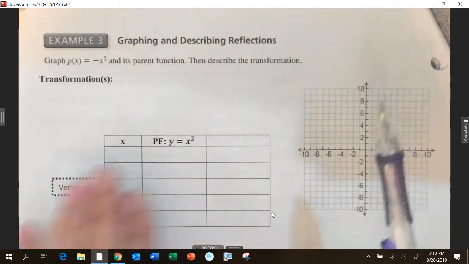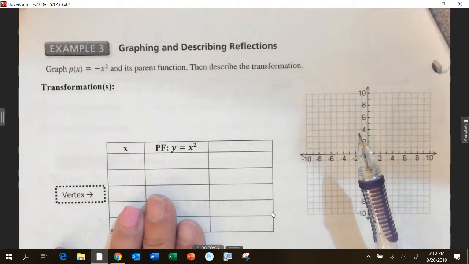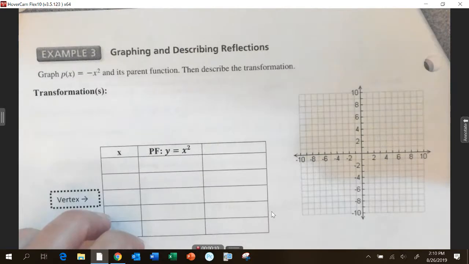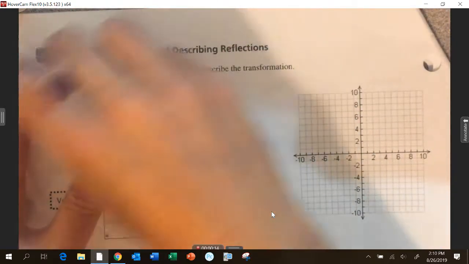So what you're going to do when you are graphing with a table, you're going to do this a bunch of times in every single chapter. This is something we're learning now that you will use in every single chapter. Learn it. This is what we're going to graph: p of x equals negative x squared.